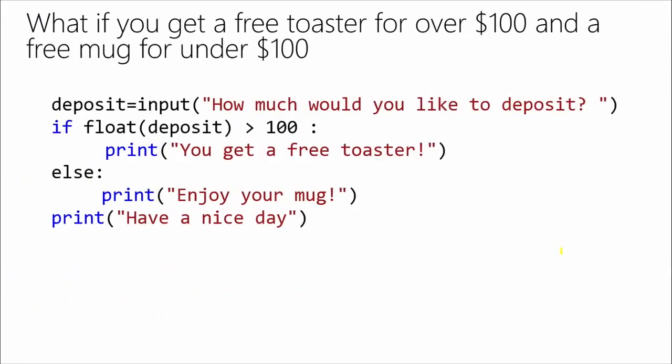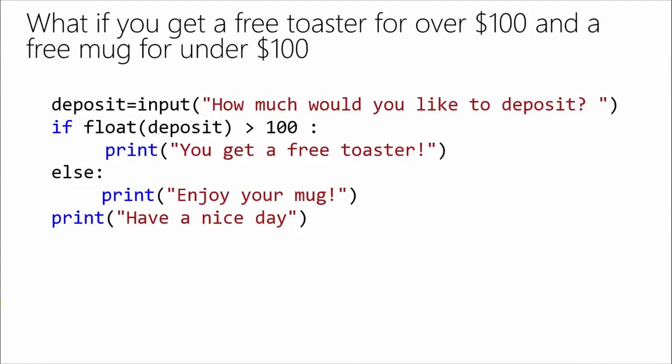The other thing that you do run into is, what if they don't get a free toaster? You might say, well, you get a free coffee mug no matter what, but if you deposit over $100, you get a free toaster. So we run into these situations where you get one or the other. If you deposit over $100, you get a toaster. Otherwise, you get a coffee mug. And in coding terms, that's else.